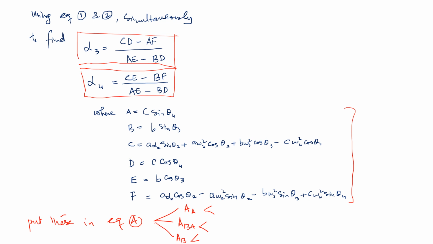So you can plug in these alpha 3, alpha 4 values in equation A in order to find out what is happening at point A in terms of acceleration, what is happening at point B, and what is happening at point B with respect to A. So all these accelerations can be computed, which is going to give you the deeper sense of how the acceleration is taking effect.